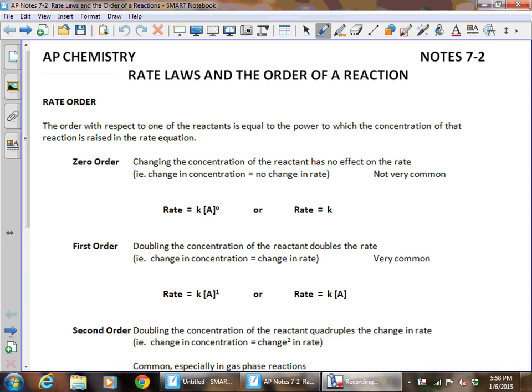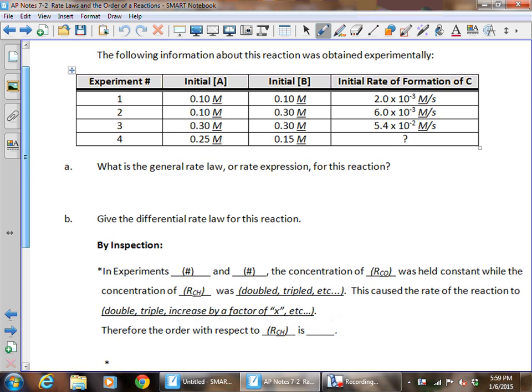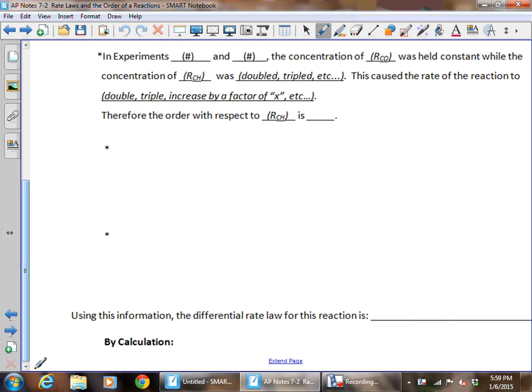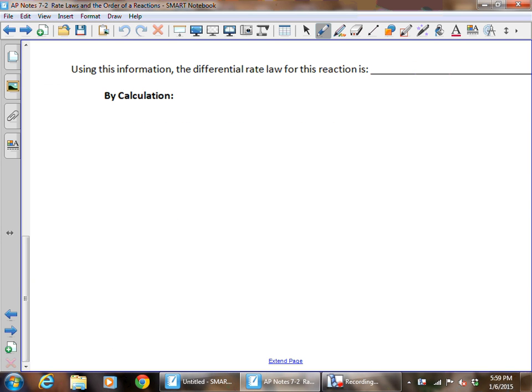In this video, we're going to continue our discussion of rate laws and determining the order of a reaction. We looked at determining the order of each of the reactants in the last video by inspection. This time we're going to look at it in terms of calculating these values.